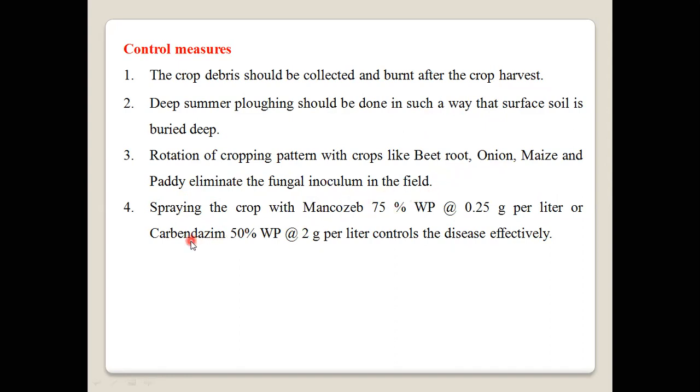When infection is seen on the stem portion, you can immediately spray a fungicide, such as mancozeb at 0.25 gram per liter, or carbendazim at 2 gram per liter. In this way you can control the secondary spread of the disease through sclerotia by application of these fungicides, and avoid the Sclerotinia sclerotiorum pathogen infecting the brinjal and producing sclerotium blight.